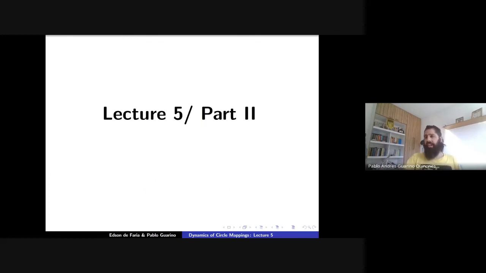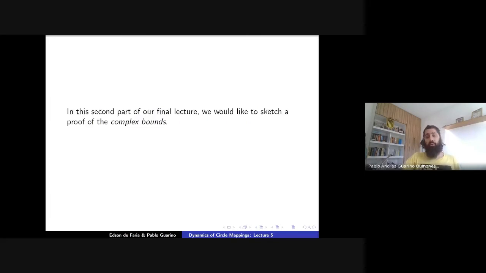So, okay, lecture five, part two. As I was saying, I would like to sketch a proof, or at least present the main tools or the main ideas in the proof of the complex bounds. But for this, I want to remind you of the statement of the complex bounds. And for this, I need to recall a couple of notions, a couple of concepts. One is the notion of conformal modulus. For those who don't know what it is, let me define it and explain it.